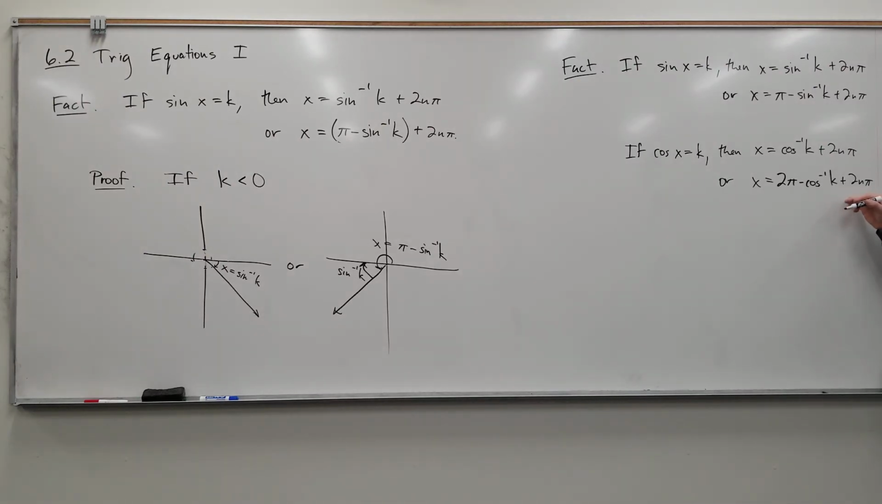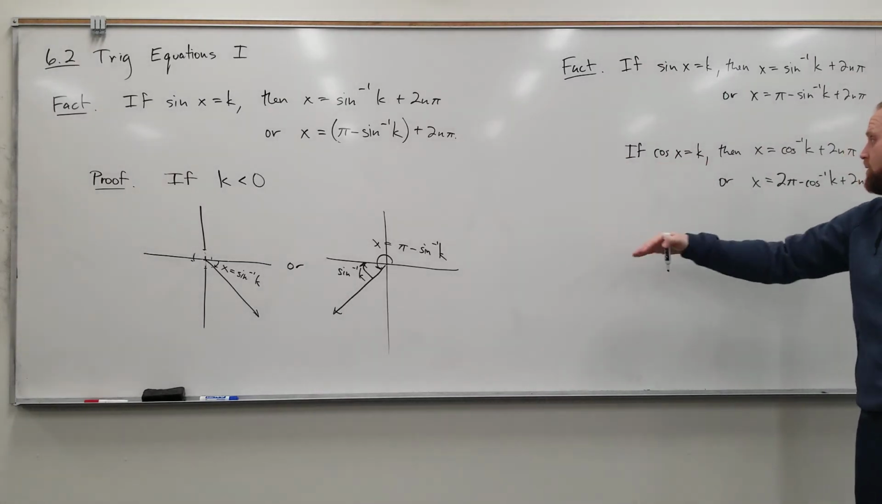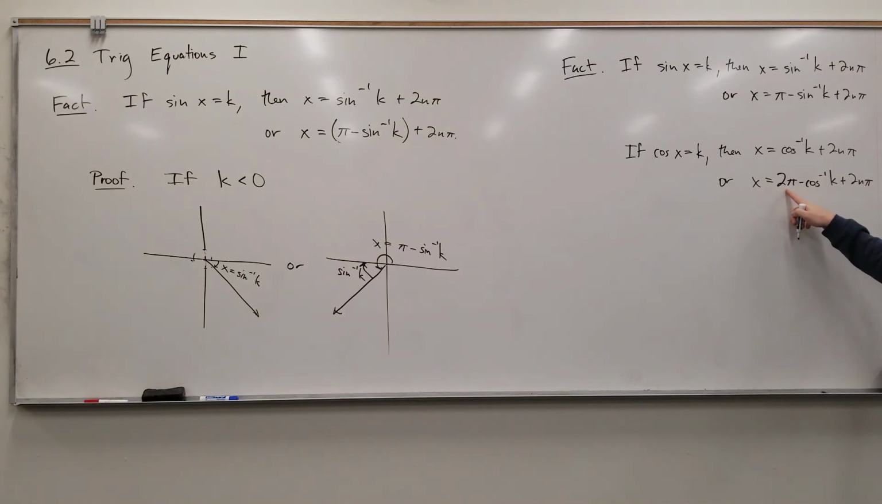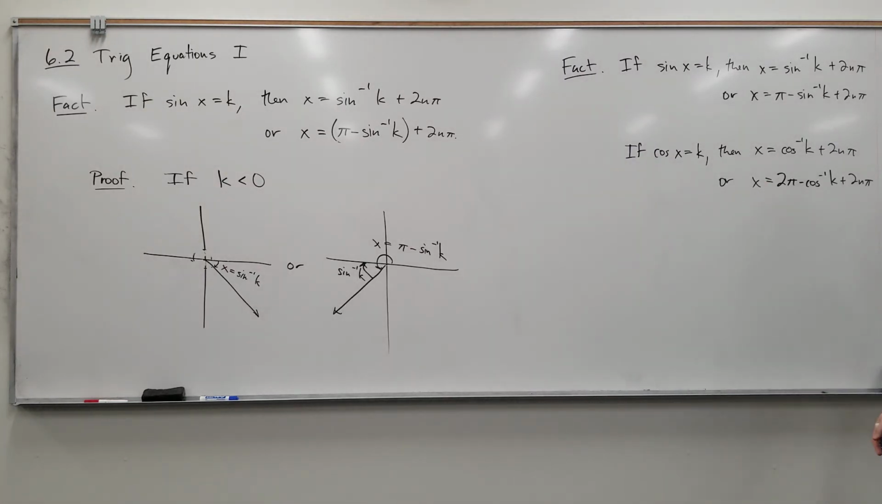So you might have to give that a little bit of thought, but basically it's because, like, if your solution is in quadrant 1, you can have another one in quadrant 4, right? So you've got to go all the way around the circle and then subtract off that cosine inverse, right? Same way, if your solution's in quadrant 2, then you're going to have another one in quadrant 3, right? So it's 2 pi minus cosine inverse.